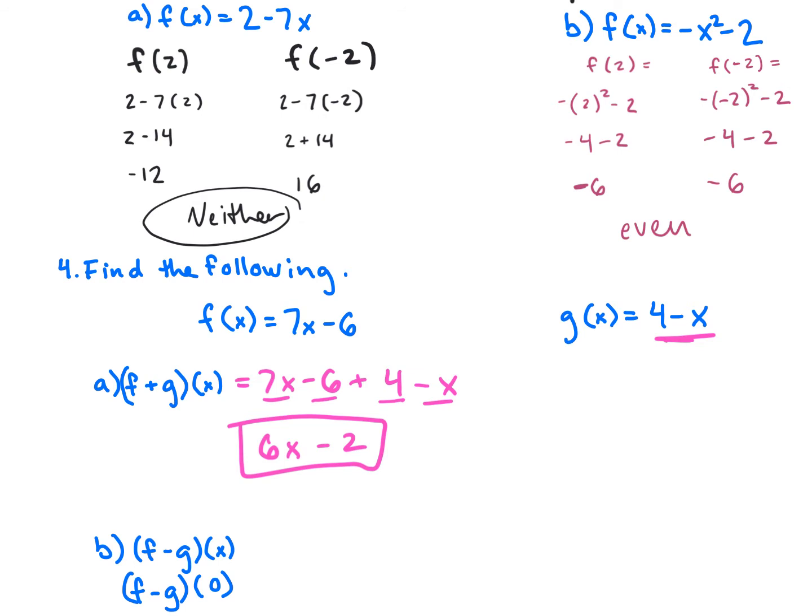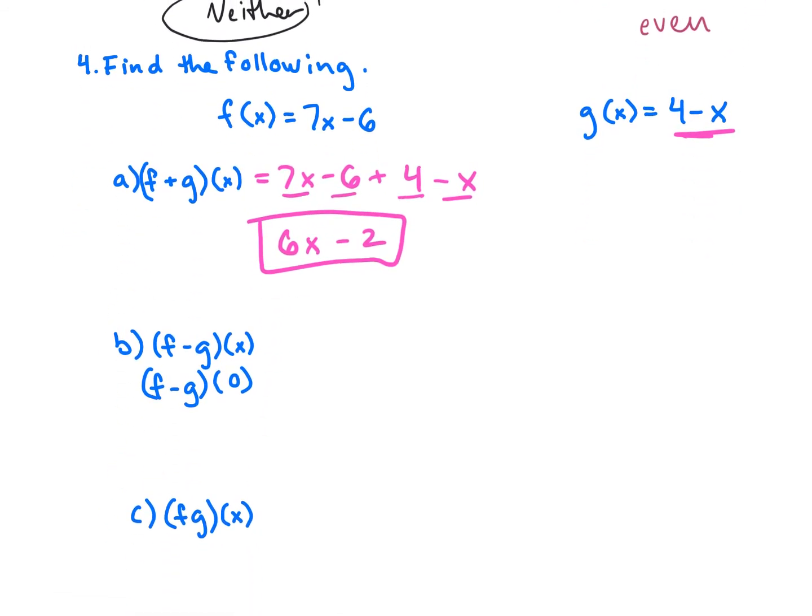All right, next let's find f minus g. So I have 7x minus 6 minus my g of x function. So I'm subtracting the entire g of x. Be careful here when you're subtracting. You have to make sure you distribute the negative.